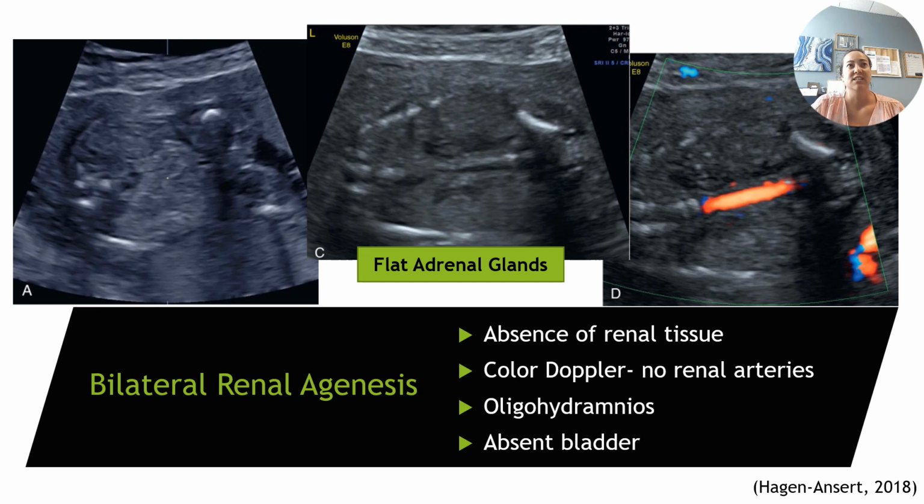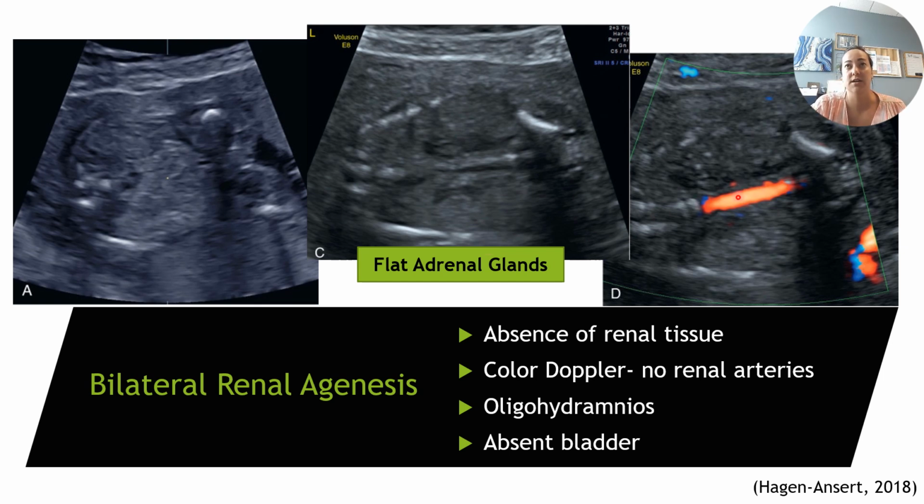Bilateral renal agenesis has a little bit different appearance. When we're looking for the kidneys, we do not see kidneys bilaterally. And then if we look in long or sagittal, here are actually those adrenal glands. Those adrenal glands should sit on top of the kidney, so they would look like this. But if the kidney's not there, they kind of fall and have this laying down sign, is what it's called. It can look like a small kidney, but that is not what they are. They are the adrenal glands.